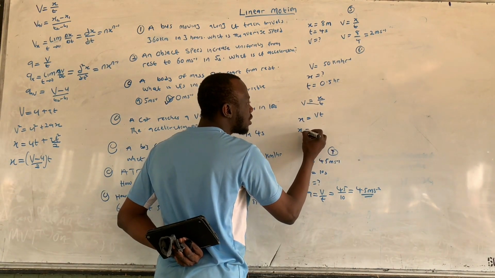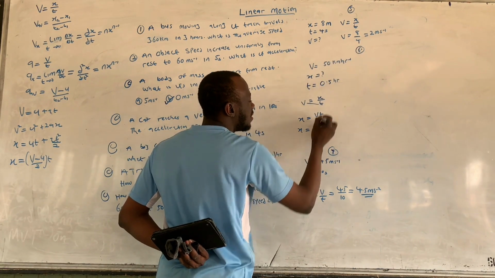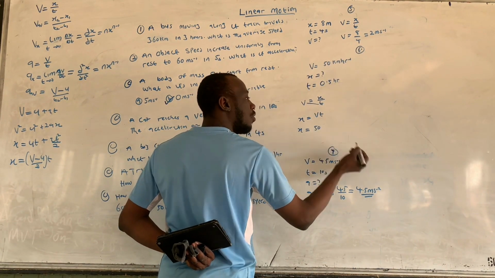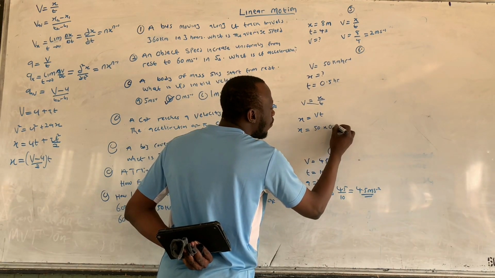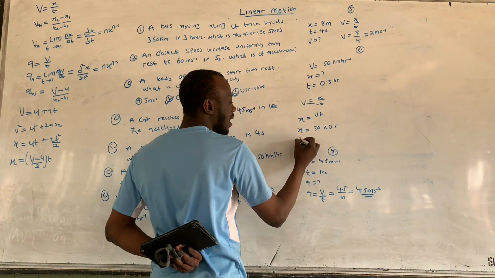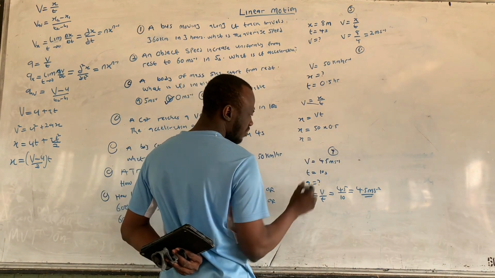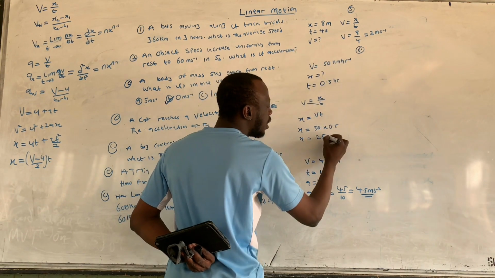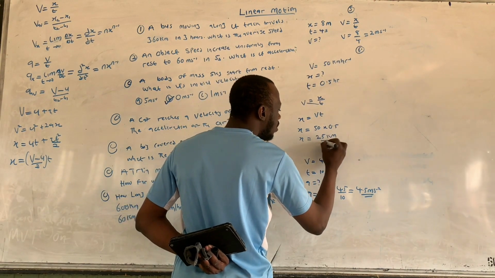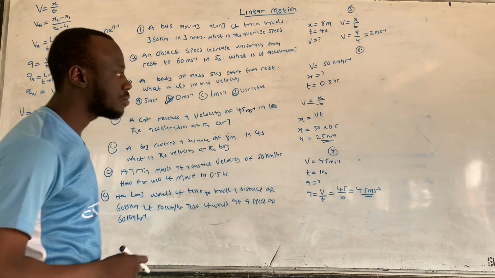Our x here equals what? Velocity is 50 times time 0.5. X equals 25 what? Here it is kilometers. Kilometer.